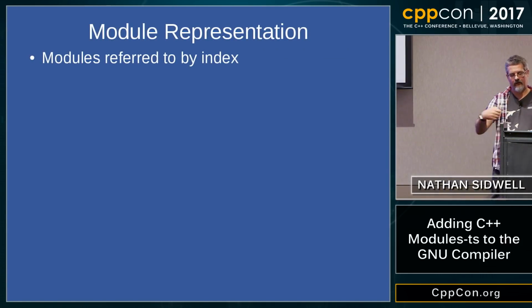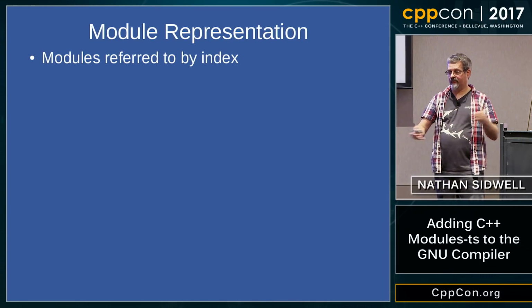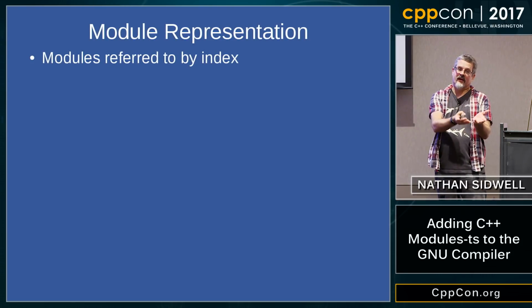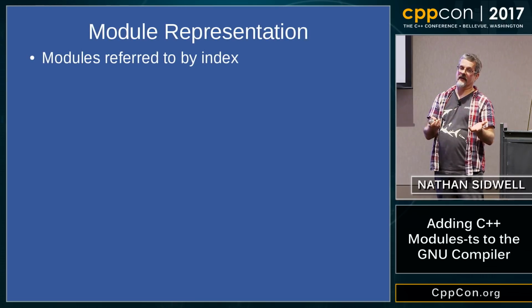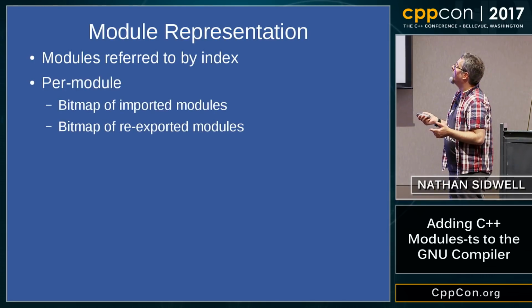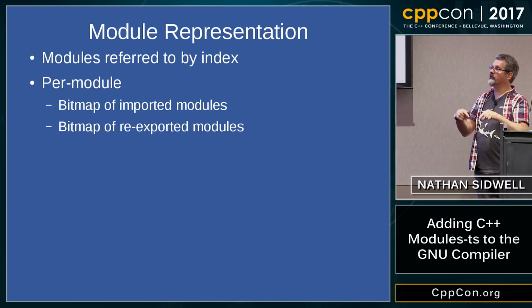So internally in the compiler, we map the module names onto integers. So there's an array of these things, and we can put this integer in the declaration objects that are looking after your functions and stuff. And fortunately, I had some spare bits in the declarations to put this index, so I didn't have to make the data objects in the compiler any bigger. Hooray! And per module, we have a bitmap of the things that this module imported, and another bitmap of the things that this module is re-exporting.